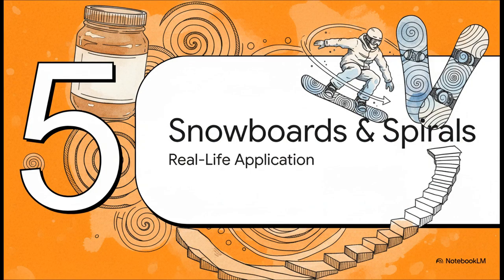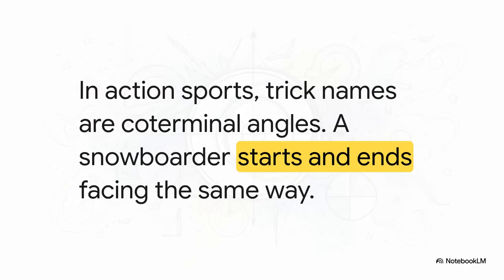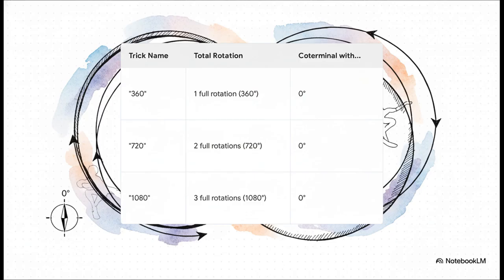Okay, so this difference between where you end up and how you got there isn't just for math class or kitchen jars. It actually shows up in some really cool, high-energy places. Believe it or not, the entire world of action sports is basically built on coterminal angles. When a snowboarder pulls off a big spin, they start facing downhill. And to land the trick cleanly, they have to end up facing downhill too. Just look at this. A 360 is one full rotation. A 720 is two full rotations. A 1080, that's three full rotations. From a math perspective, they all start and end in the same position. They're all coterminal with 0 degrees. The only difference is the amount of rotational work they did in the air. And that's what gets you the gold medal.